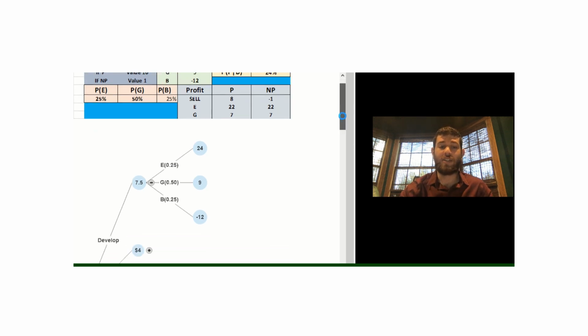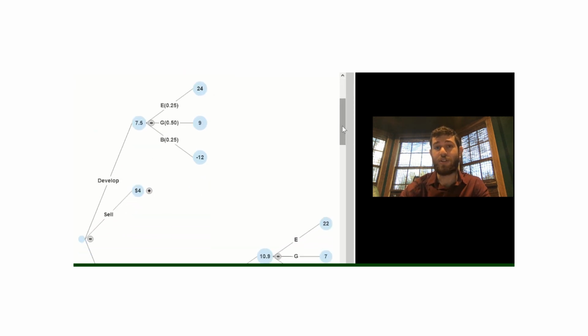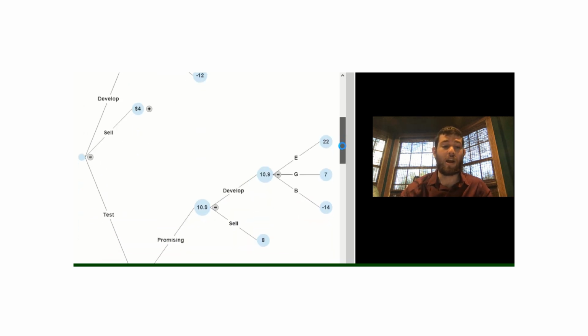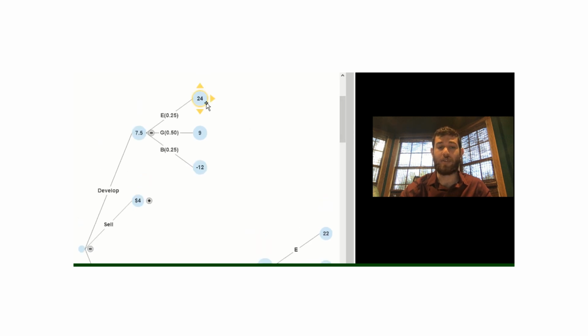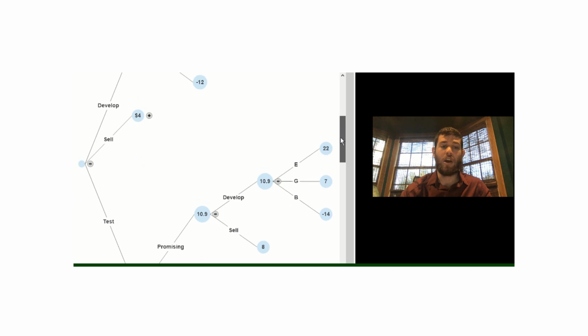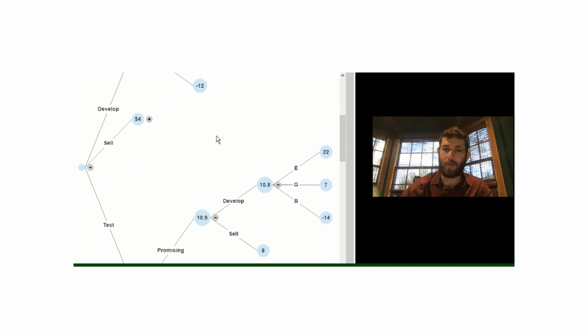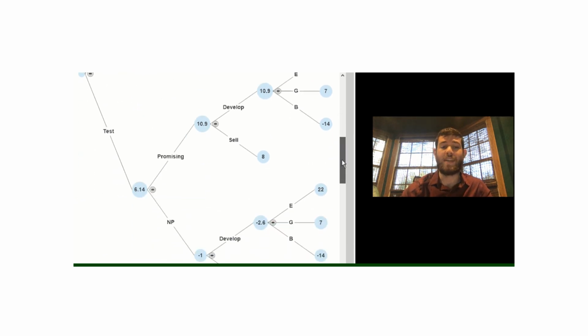So let's look at our decision tree. If you don't know what a decision tree is, feel free to refer to my previous video where I explain it and walk you through it. So here are our options. We can develop it, and again, if it's excellent, we make 24. If it's good, we make 9. If it's bad, we lose 12. And that expected calculation of 7.5 we did in our previous video. We could just sell it right now, make 4 million. Or we can test it.